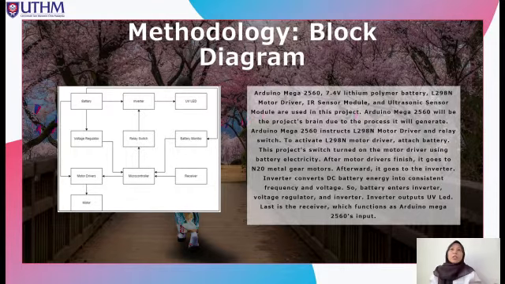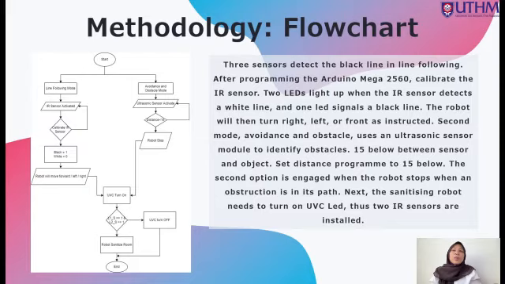Next is the methodology flowchart. We have two modes: line following mode and obstacle avoidance mode. In line following mode, we will use the IR sensor. To activate the IR sensor, we need to calibrate it first, with black as 1 and white as 0. After that, the robot will move forward, left or right, and then the UVC will be turned on.